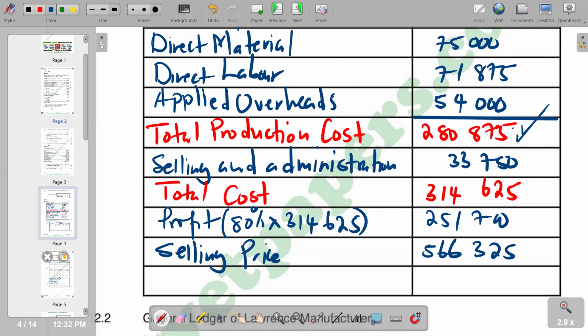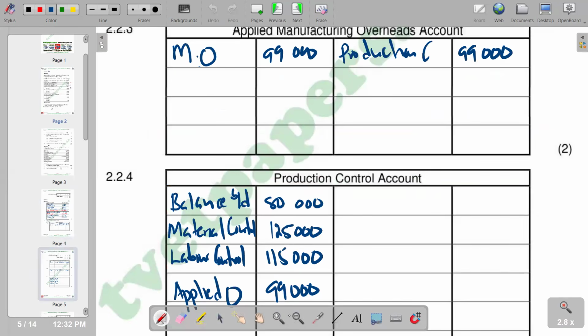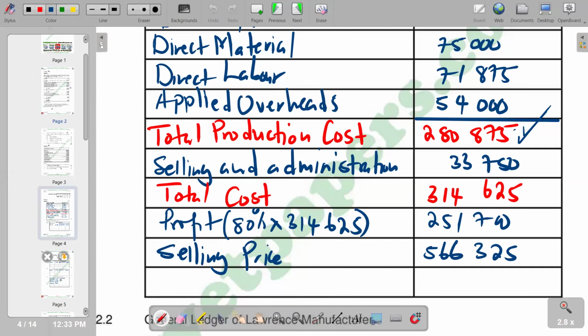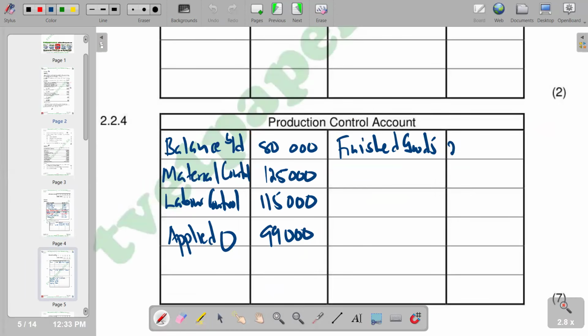So we go to the credit side of the production control, and then we are going to enter it as our finished goods. And remember, the amount is 280,875. So with that, we can now balance our account, whereby we are now finding the balance, which obviously will be on the credit side.